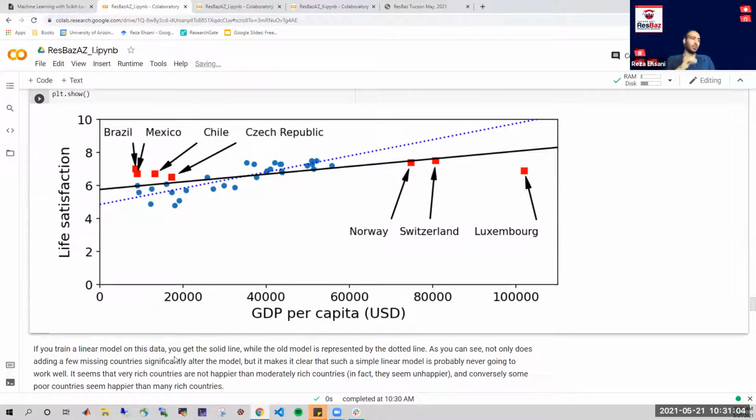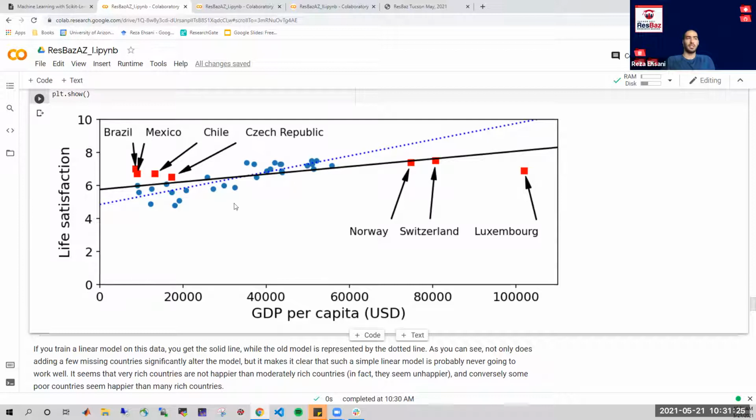As you can see, not only does adding a few missing countries significantly alter the model, but it makes it clear that such a simple linear model is absolutely never going to work well. And it seems that very rich countries are not that much happier than moderately rich countries, and conversely, some poor countries are happier than many rich countries.